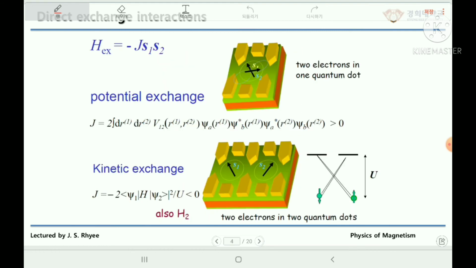In the potential energy case, the exchange potential can be calculated like this. It seems to be a little bit complex, but the important thing is that the J value contains the V interaction for two electrons. Therefore, for two electrons in one quantum state, there is the potential energy, and the kinetic energy is for this value. It also describes the kinetic energy interaction. Therefore, there is a competition between the potential energy and the kinetic energy.